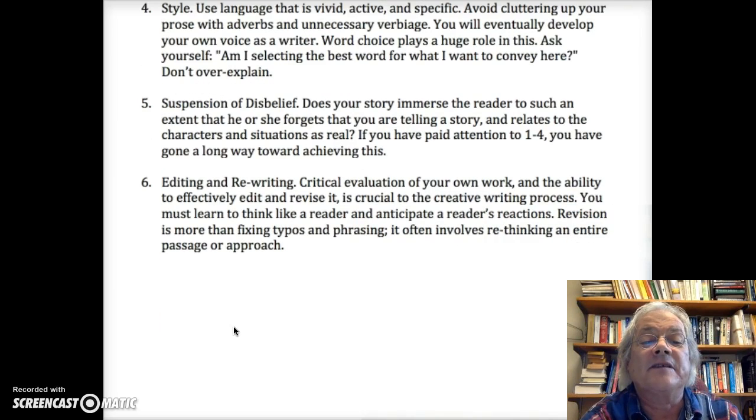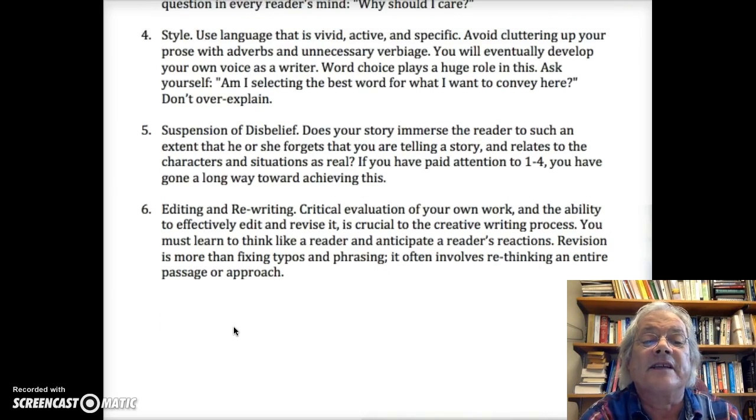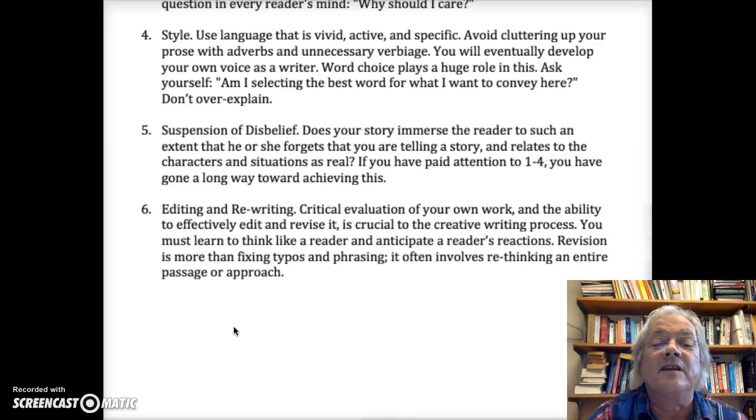Suspension of disbelief. That's probably the hardest thing to get a handle on in creative writing. Does your story immerse the reader to such an extent that he or she forgets that you are telling a story and relates to the characters and situations as real? This is especially true when you're writing non-realistic fiction, such as fantasy, such as science fiction.